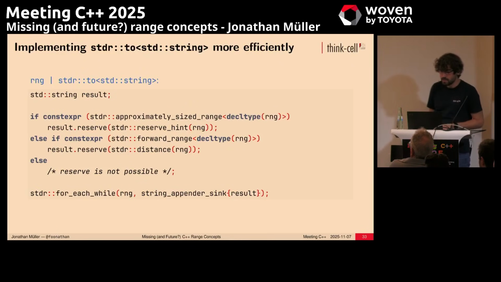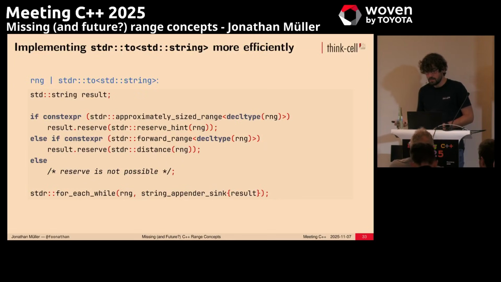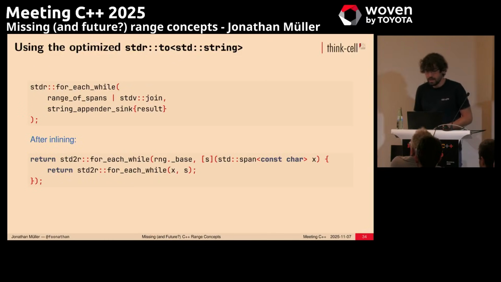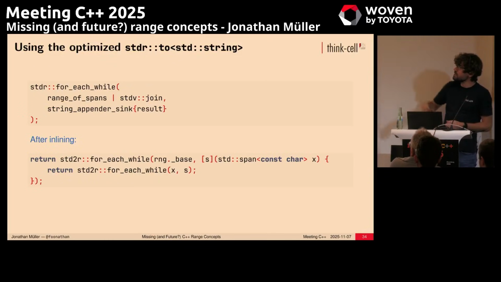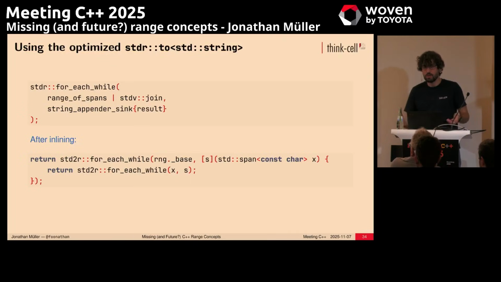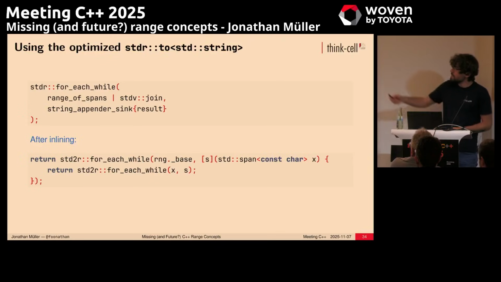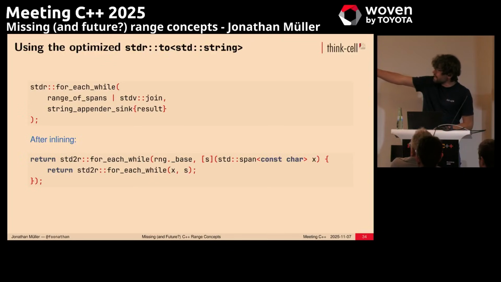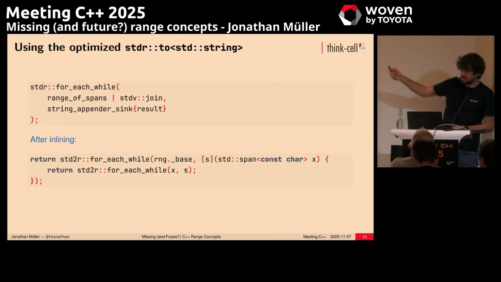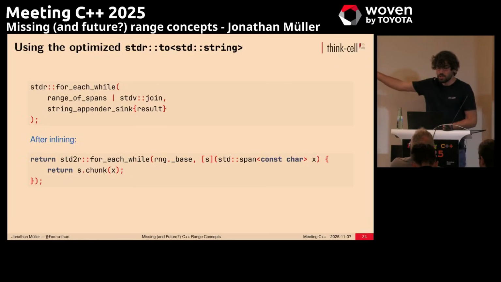So we should really implement toString instead of having copy with the back inserter. We should have a for each while with a string appender sink. Because then, if we do a range of spans that we join, after one level of inlining, we get the join implementation of for each while, because the sink doesn't provide anything for join. Like join isn't a contiguous range. But now in the inner loop, we're calling for each while on x, and x is a span, which is a contiguous range, and the sink knows how to accept contiguous ranges. So this one calls chunk, right?